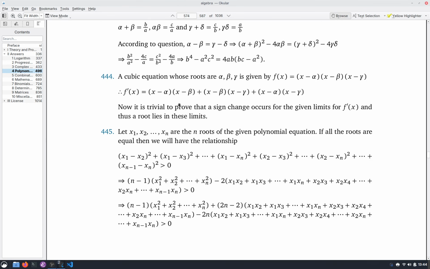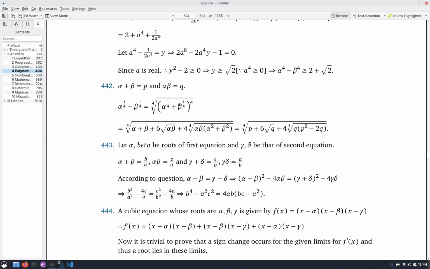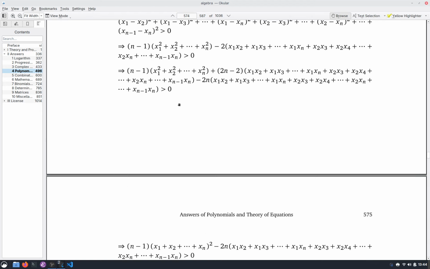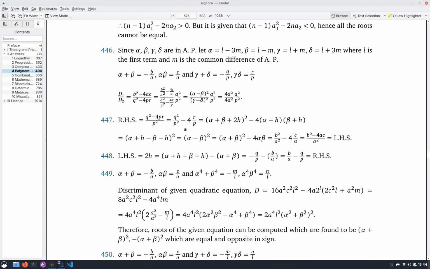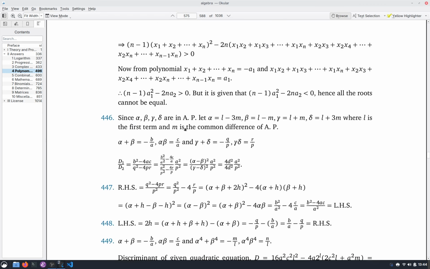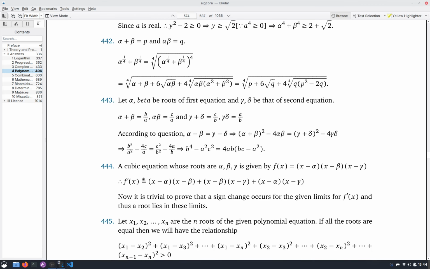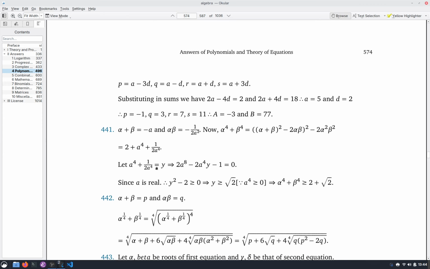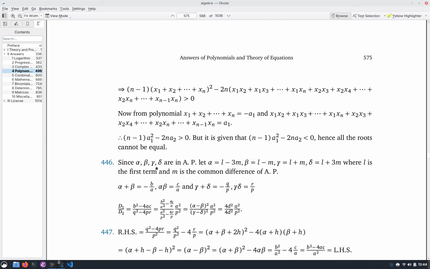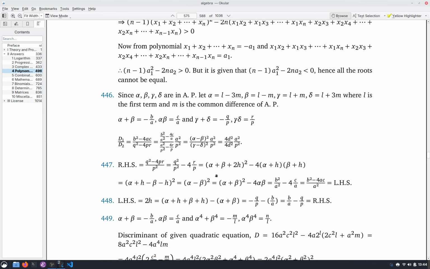So I think some of the problems were interesting. For example, this 445 is quite interesting, and others were basically simple problems. So 444 and 445 are two interesting problems, at least in this case, and the remaining are just standard easy problems.